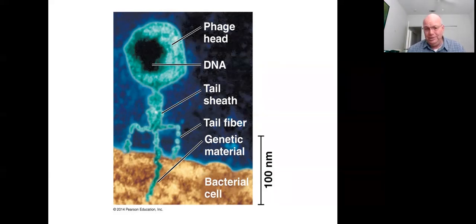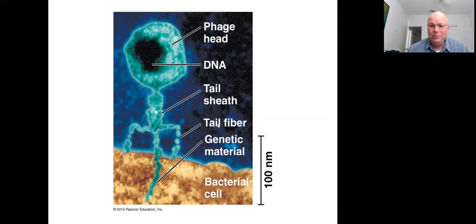So we know that the T2 bacteriophage has to take over an E. coli cell in order to make more copies of itself. So it has to insert something into the E. coli cell to reprogram that cell into a virus factory. What Hershey and Chase set out to do is to find out whether it was the DNA or the protein of the T2 bacteriophage that was inserted into the cell and reprogrammed it to become a virus factory.